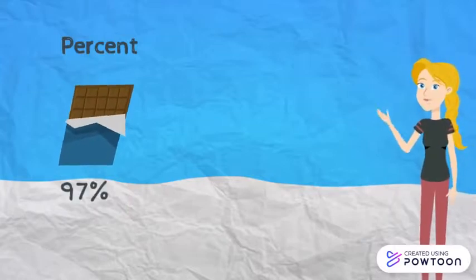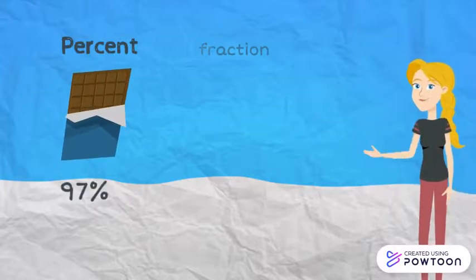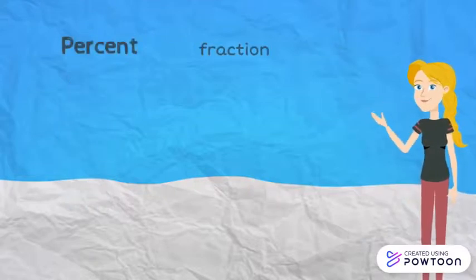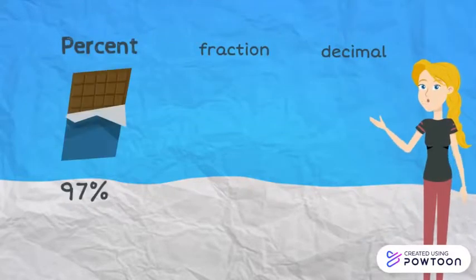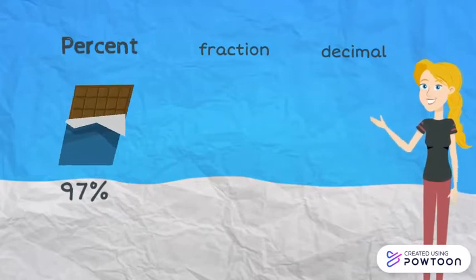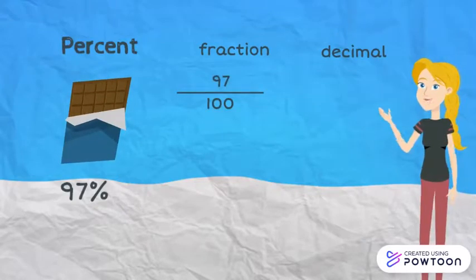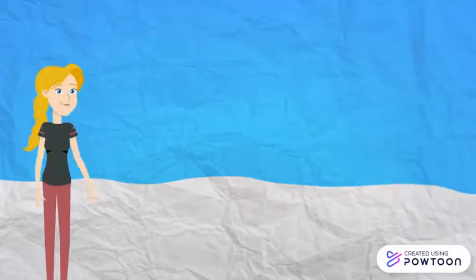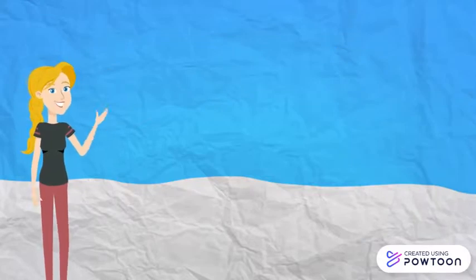Let's say you have a candy bar, out of which you want to eat 97%. How do you find out how much of the candy bar you have eaten in fraction form and decimal form? For that, we have to convert 97% into fraction form. How much do we get? Yep, it's 97 by 100. Now in decimal form. Right, it's 0.97. Wait, we're not done yet.